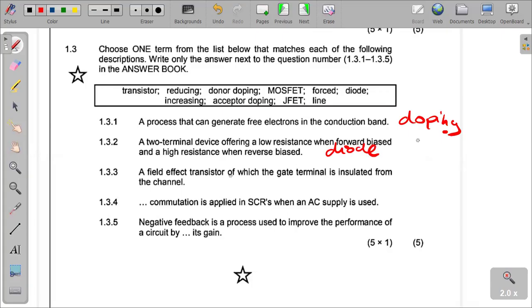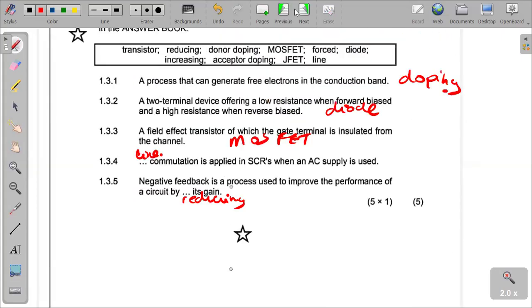A field effect transistor of which the gate terminal is insulated from the channel. That's a MOSFET, metal oxide semiconductor field effect transistor. And then dash commutation is applied in SCR when an AC supply is used. That's line commutation. And the negative feedback is a process used to improve the performance of a circuit by reducing its gain. Let's quickly go to the next question.